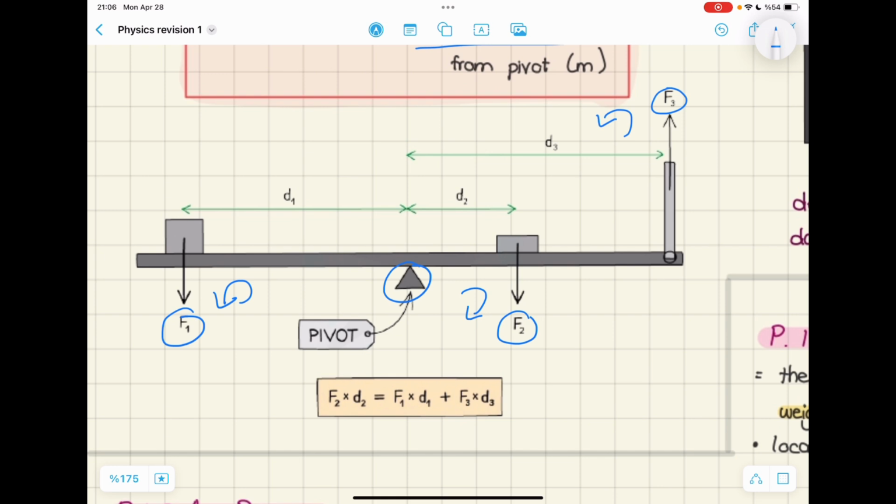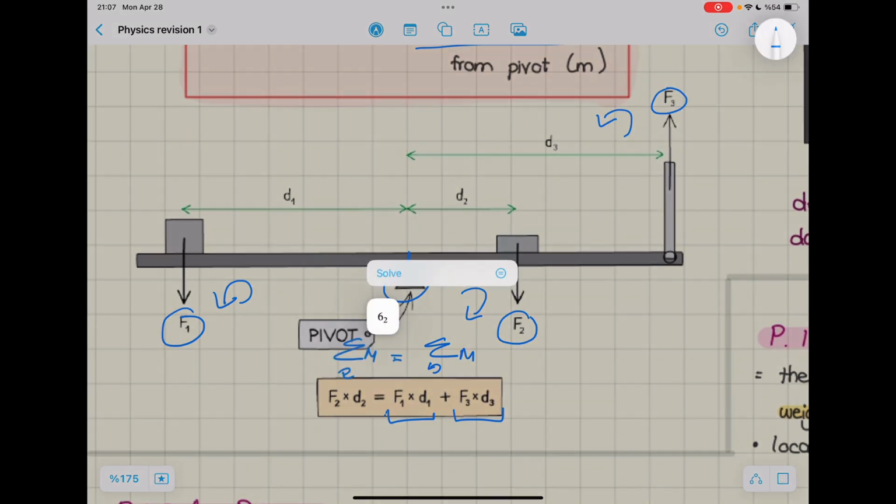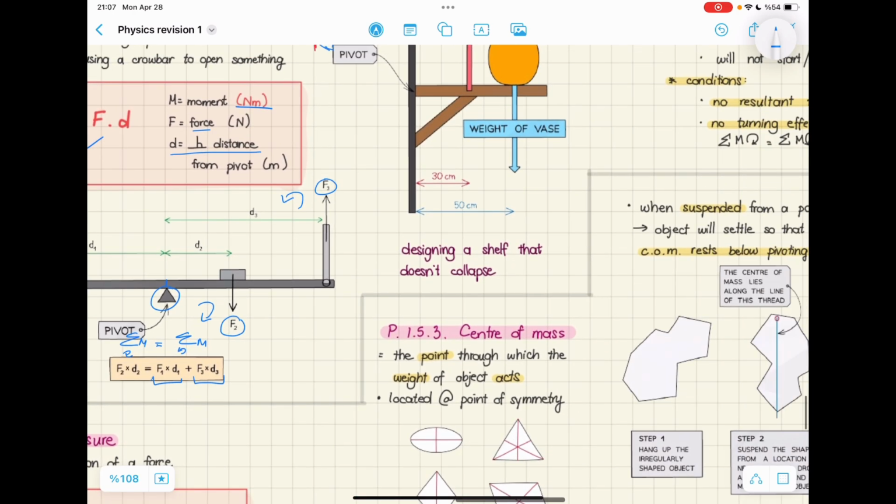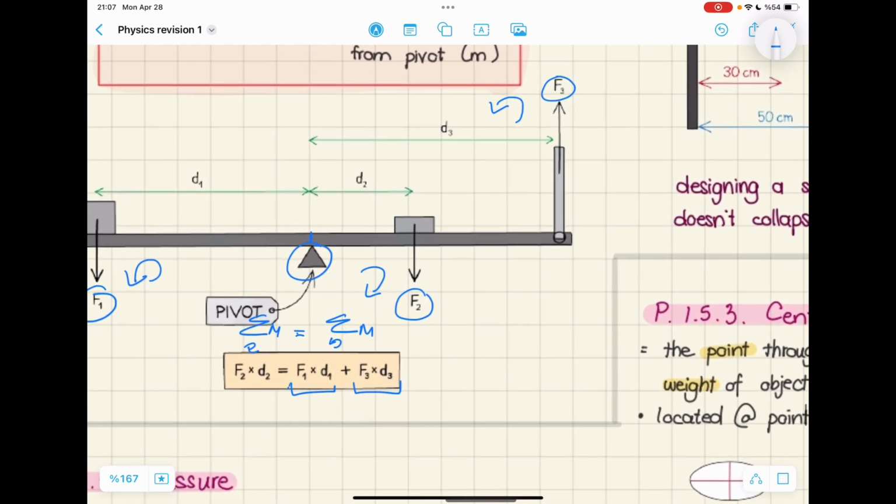This is why we have F1 times D1, because we are always looking at the distance from the pivot, and F3 times D3 on the same side. This could have been also on the left. It doesn't really matter. The equation is symmetrical. Basically, the sum of counterclockwise moments equals the sum of clockwise moments. The clockwise moment here is only F2, like F2 times D2. And of course, this has to be an equation which you then solve.